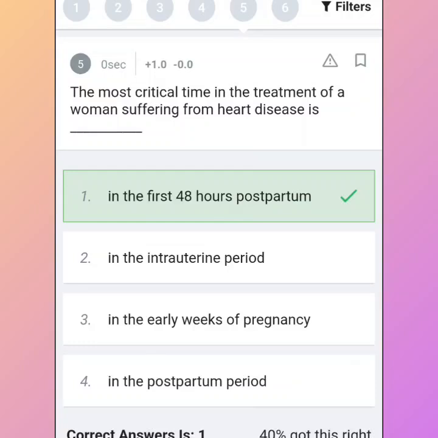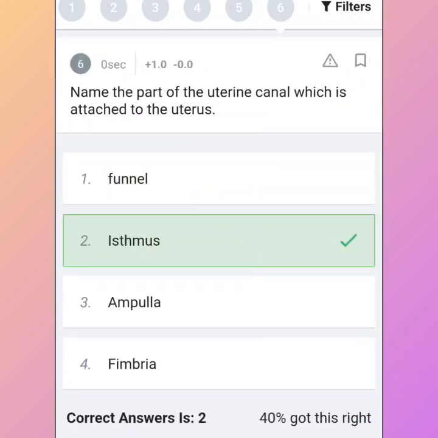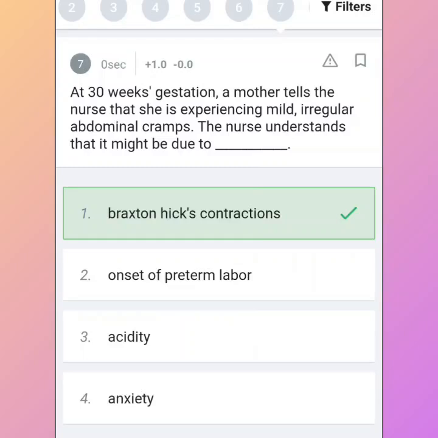Question number 5. The most critical time in the treatment of a woman suffering from heart disease is in the first 48 hours postpartum. Name the part of the uterine canal which is attached to the uterus. Isthmus. At 30-week gestation, a mother tells the nurse that she is experiencing mild irregular abdominal cramps. The nurse understands that it might be due to Braxton Hicks contractions.